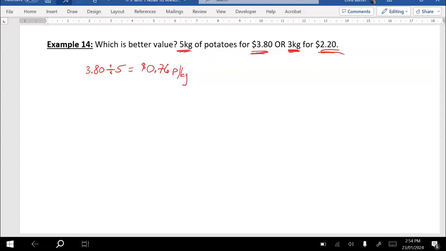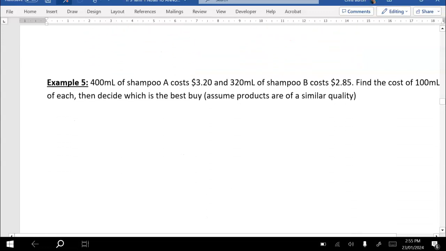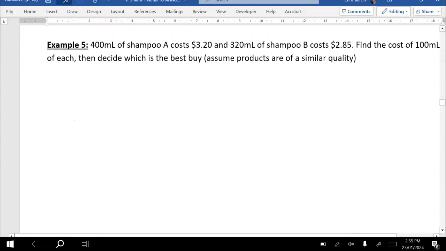And the 3 kilo bag, that's $2.20 divided by 3, which is going to give us 0.73 dollars per kilogram. So now we know the price per kilogram. Which one is the better one? Obviously, the 3 kilo bag is going to be the better value. You would write there for the 3 kilo that is the better value, because each kilo is only 73 cents. Not a huge difference, but every penny counts. Pennies were a little copper-colored coin.